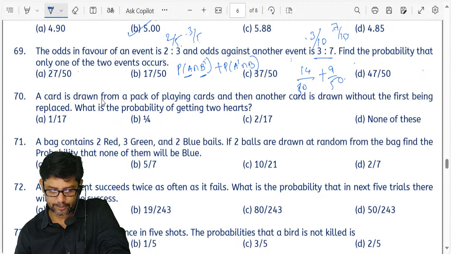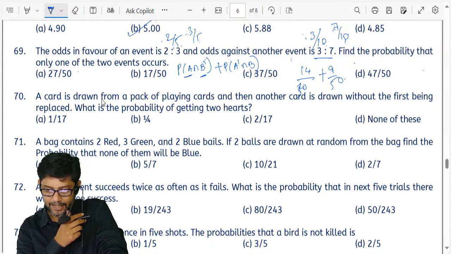Only one of the two events occurs. A occurs but not B. So 2/5 into 7/10, which is equal to 14/50. B occurs. There is a mistake.